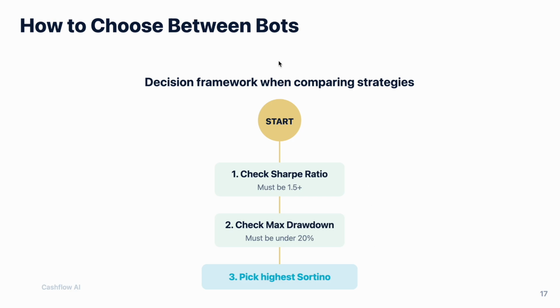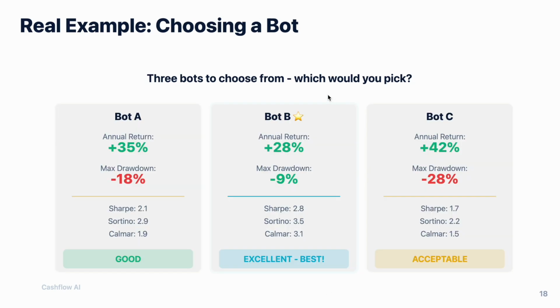So how do you actually choose between bots? Well, for me, I like to look at Sharpe ratio, make sure it's above 1 or 1.5. I want to check the max drawdown, adjust it to be under 15 or 20%, and typically go with the highest Sortino and Calmar ratio, right? So let's say we have a quick example here. Which bot would you choose, right? Bot A, 35% return, 18% drawdown. Bot B, 28% return, 9% drawdown. Bot C, 42% return, 28% drawdown.